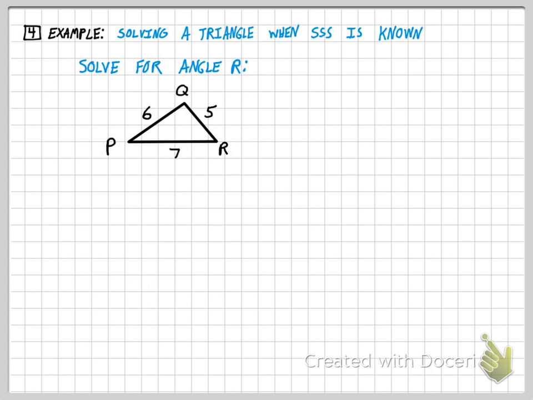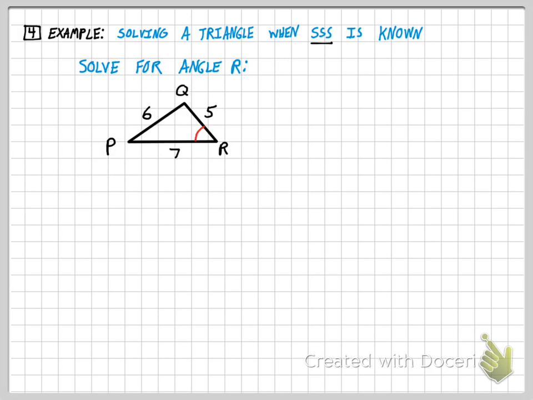Alright, the other common time when you're going to use the law of cosines is when you start off with side, side, side. So side, side, side is the known quantity in this problem. And we're going to figure out angle R. I just picked that randomly, but I can figure out any of the three angles pretty quickly.